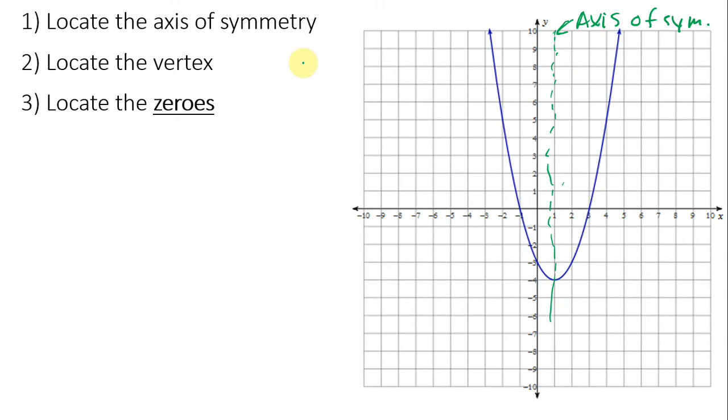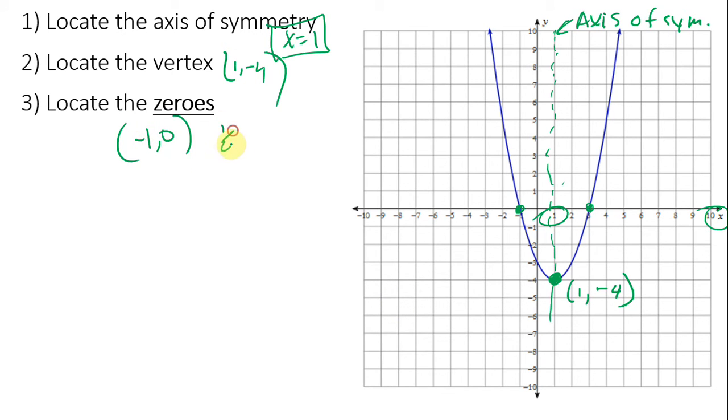And the equation for that axis of symmetry is x equals 1. It's a vertical line that cuts through my x-axis at 1, so its equation is x equals 1. Now vertex, right there, its coordinates are 1, negative 4. And my zeros, I've got a 0 here, and I've got a 0 here. My zeros are negative 1 and 3. Those 2 points are my zeros.